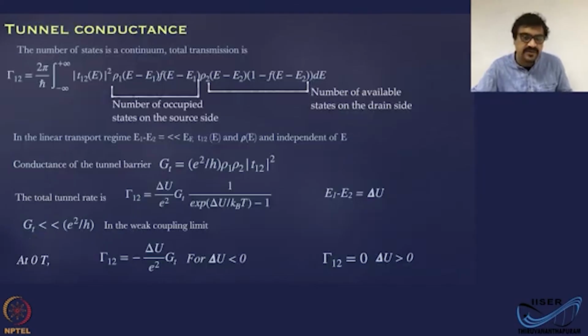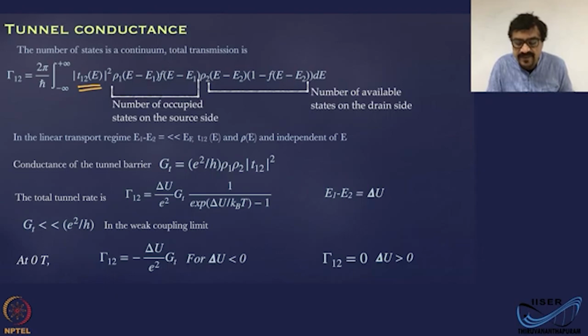Okay, so the total tunnel rate is given by the integral of T12(E) squared, that is the transition probability, the transmission coefficient, and rho1 into F(E minus E1), this term. rho1 is the density of states, and F is the occupation probability. So this term, rho1 into F1, is giving you how many states are occupied on the source side.